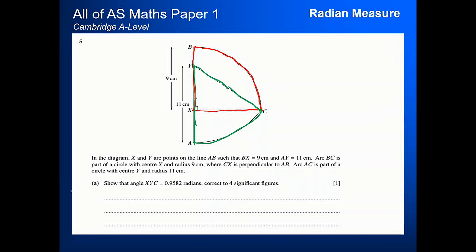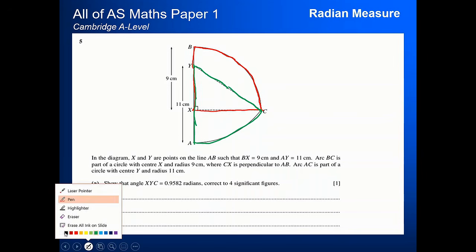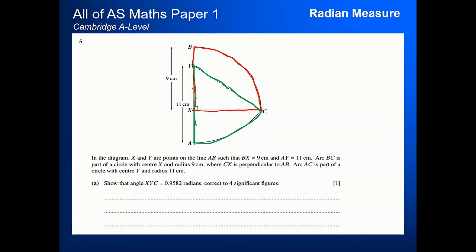Now the first thing we need to do is show the angle XYC. If I mark that in, XYC, this angle up here is equal to 0.5982 radians. So how do we show this? Well, we've actually got all the information that we need.